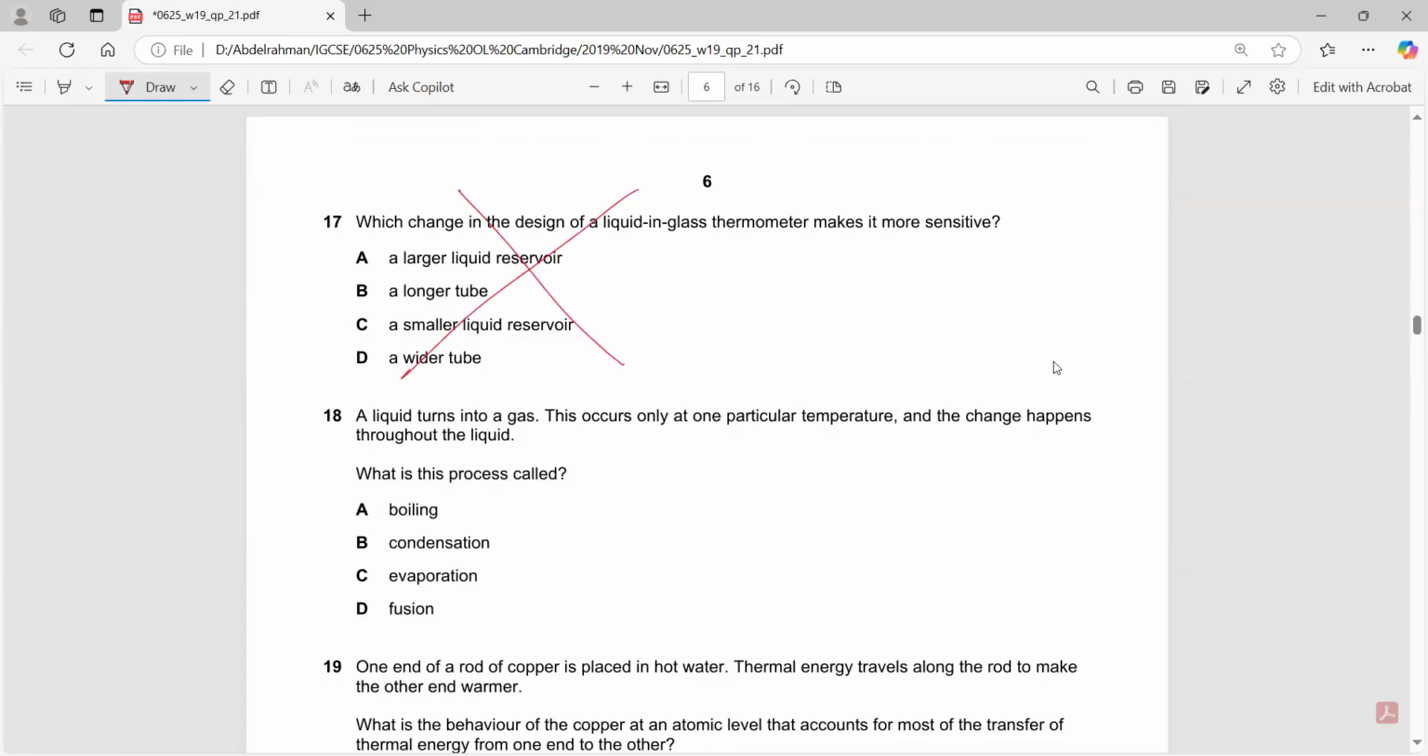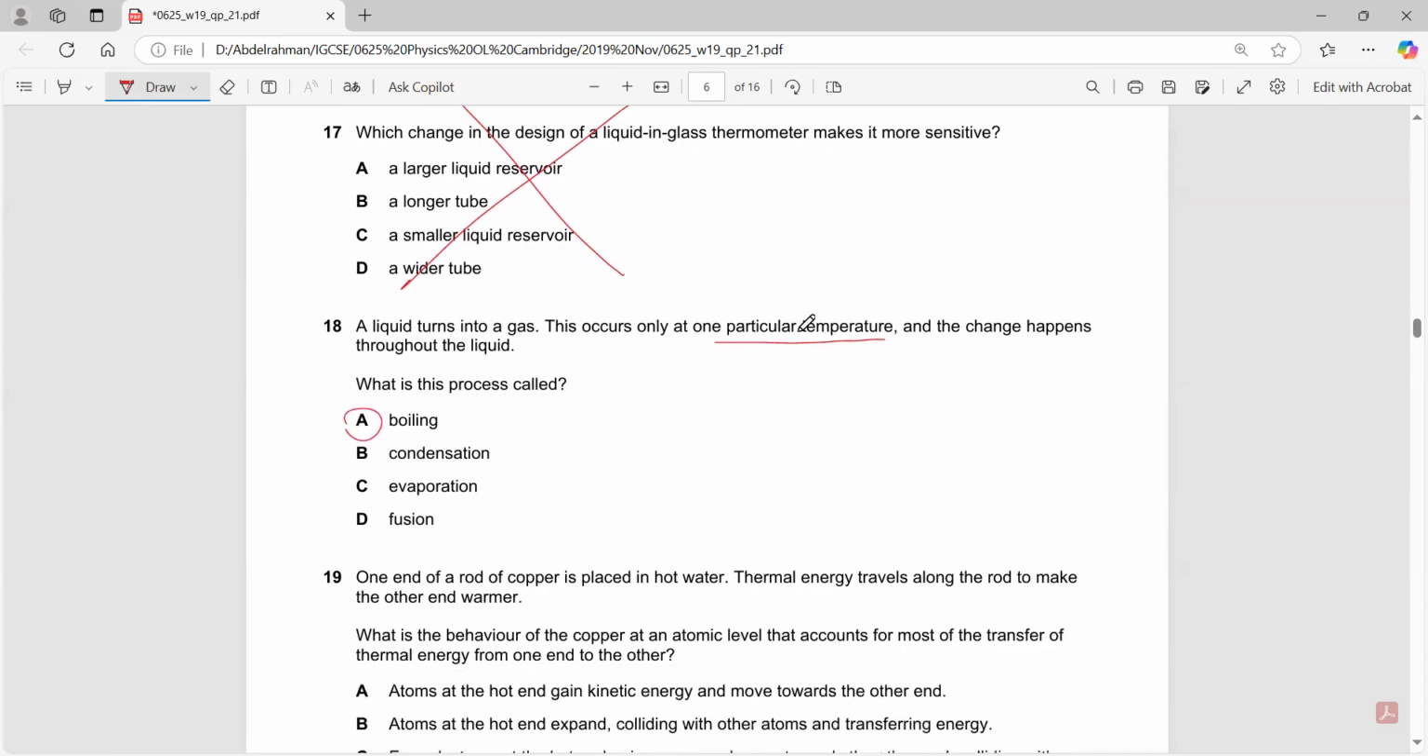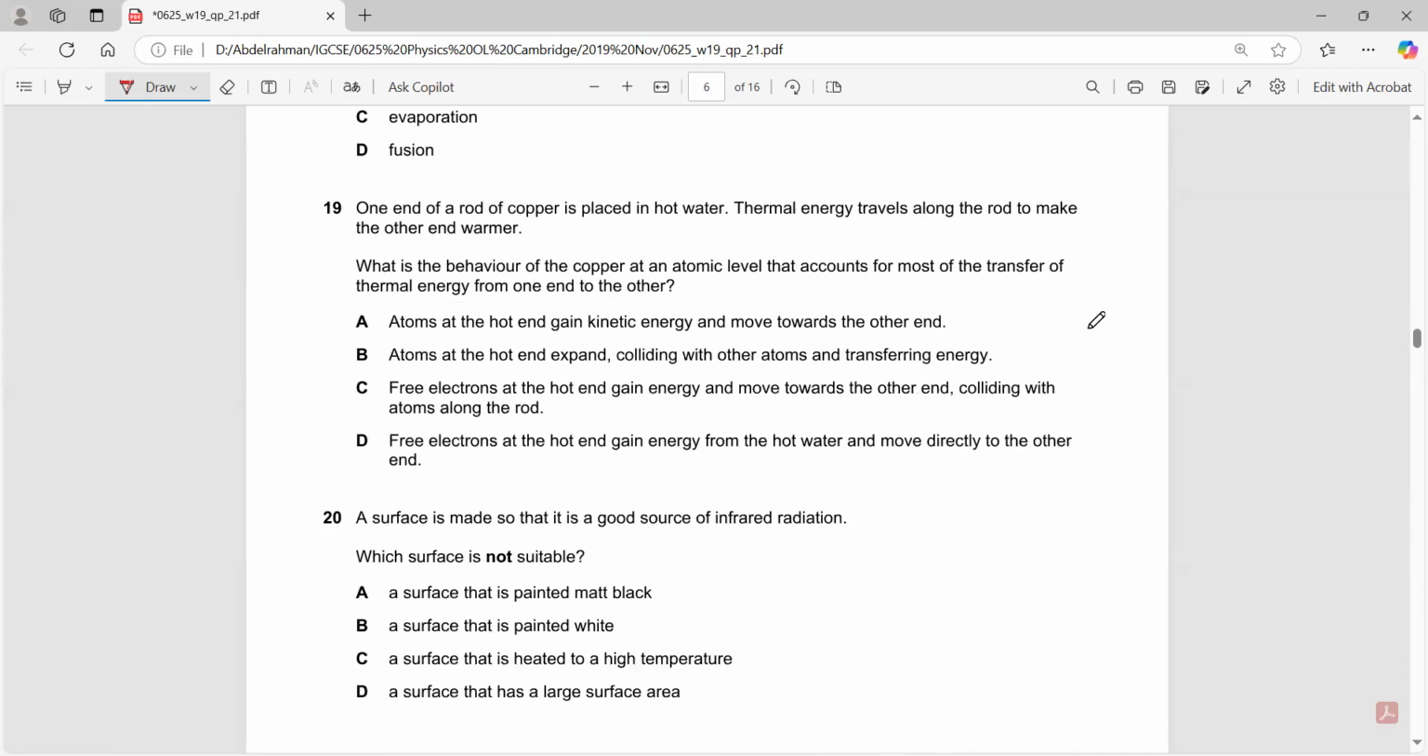Question 18, a liquid turns into gas. So this occurs only at a particular temperature. So this is boiling. One end of a copper rod is placed in hot water. Thermal energy travels along the rod to make the other end warmer. What is the behavior of the copper at an atomic level?